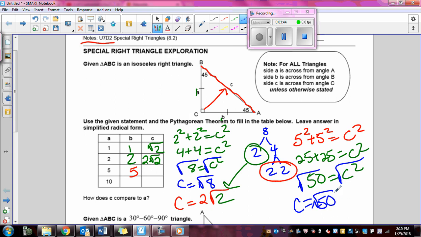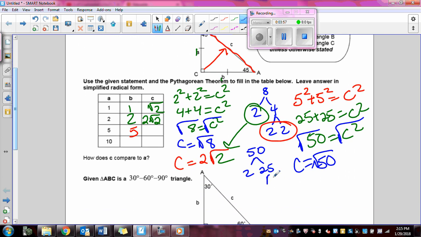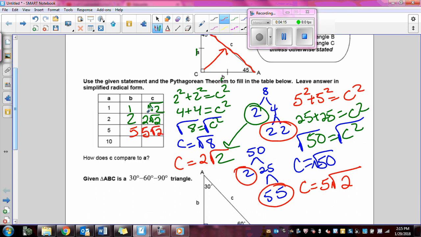We cannot see the pattern unless we simplify it. So I'm going to take that 50 and I'm going to break it up. 50 is 2 times 25. And 25 is 5 times 5. Now I have all prime numbers, 2, 5, and 5. I'm going to take out the pairs. So my c is equal to 5 comes on the outside, and then I still have a 2 underneath, 5 square root of 2. So I want you guys to look at this chart and see if you can see the pattern. How does c compare to a? Fill out the next one, please.